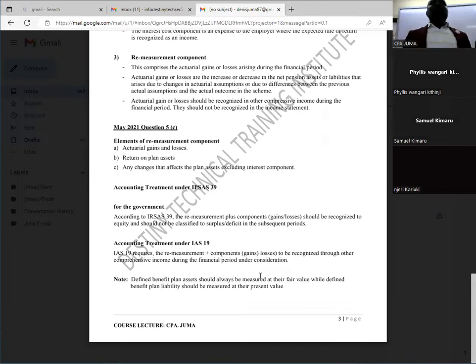But for the public sector entities, we take it to accumulated funds. You know, government does not talk much of equity, rather accumulated funds. So we take it to the accumulated fund account. Note, defined benefit plan assets should always be measured at their fair value, while benefit liabilities should be measured at their present value. Liabilities are measured at present value, while assets are measured at fair value. So what is going to be our main concern here? How to determine the actuarial gains and actuarial losses.